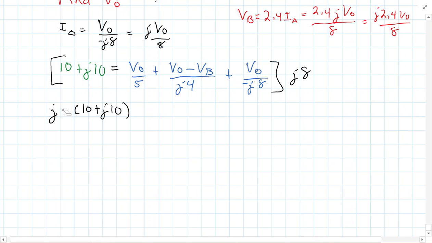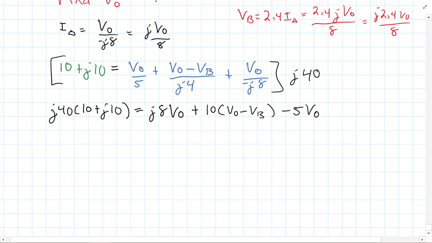Actually, I'm going to back up here. I don't want to do 8. Some of you might have said, why are you doing 8? I want to do 40, because that's going to clear everything out. So I'll have j40 times 10 plus j10 is equal to, well, this would be j8 V out, and then plus, the j's are going to cancel, and I have 40 divided by 4, so I'd have 10 times V out minus VB. The j's are going to cancel, and then I have 40 divided by 8, so I'd have minus 5 V out.